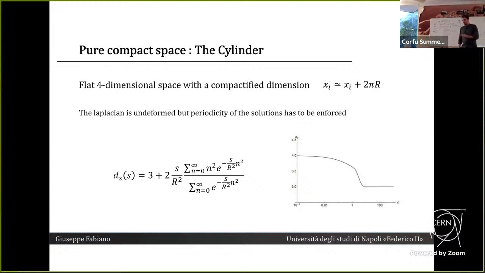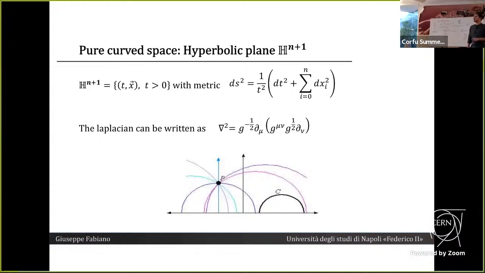So now let us turn to a purely curved case, which turns out to be the hyperbolic plane, H^(n+1). And this is basically defined as the set of all t and x vectors with t greater than 0 with this particular metric. And again, here, as we said in the initial slides, the Laplacian is quite different because we are considering a curved case. And here I wanted just to show you the case of n equals 1, with the hyperbolic planes, which are the geodesics of this particular Riemannian manifold.